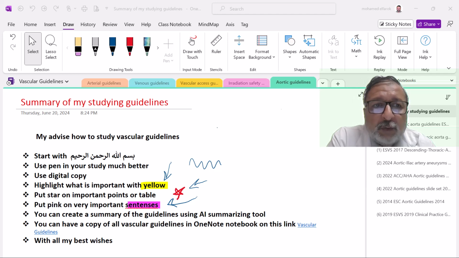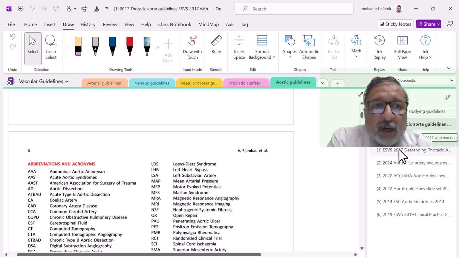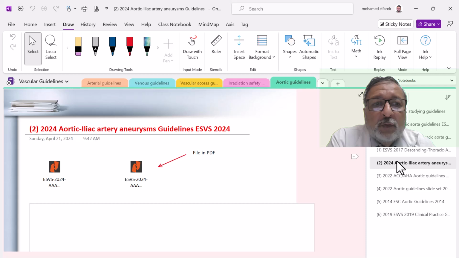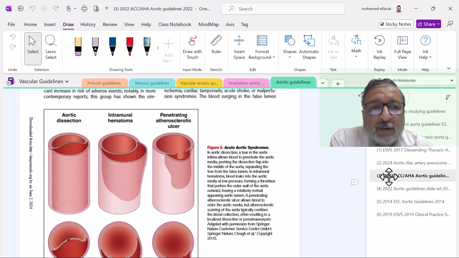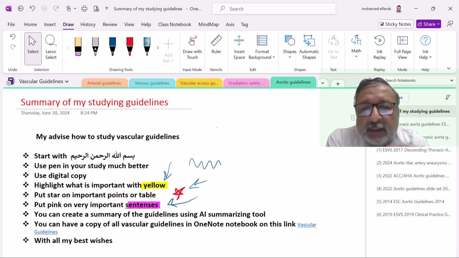I usually start by the year, so this is the 2017 thoracic aortic guidelines. This is the 2024 aortoiliac guidelines by the European Society of Vascular Surgery and the American Society of Cardiology 22. So you can see all the guidelines are very easily accessible for you in a digital format.